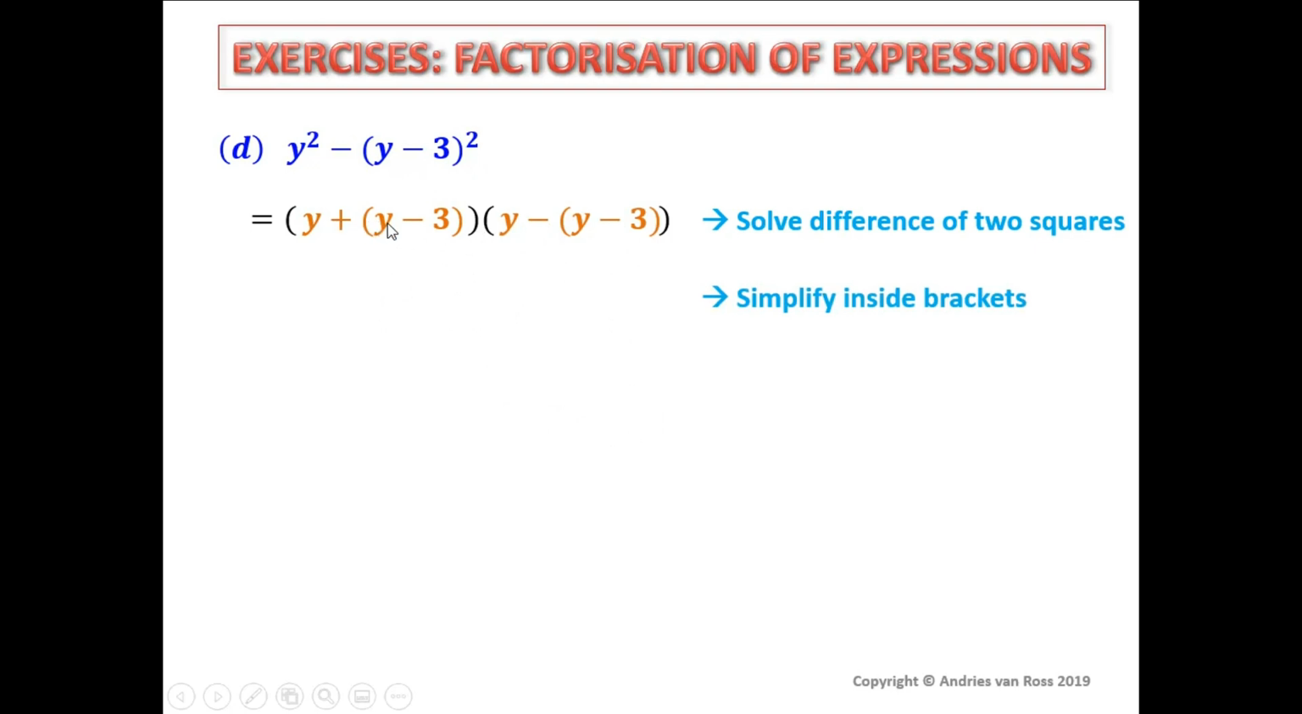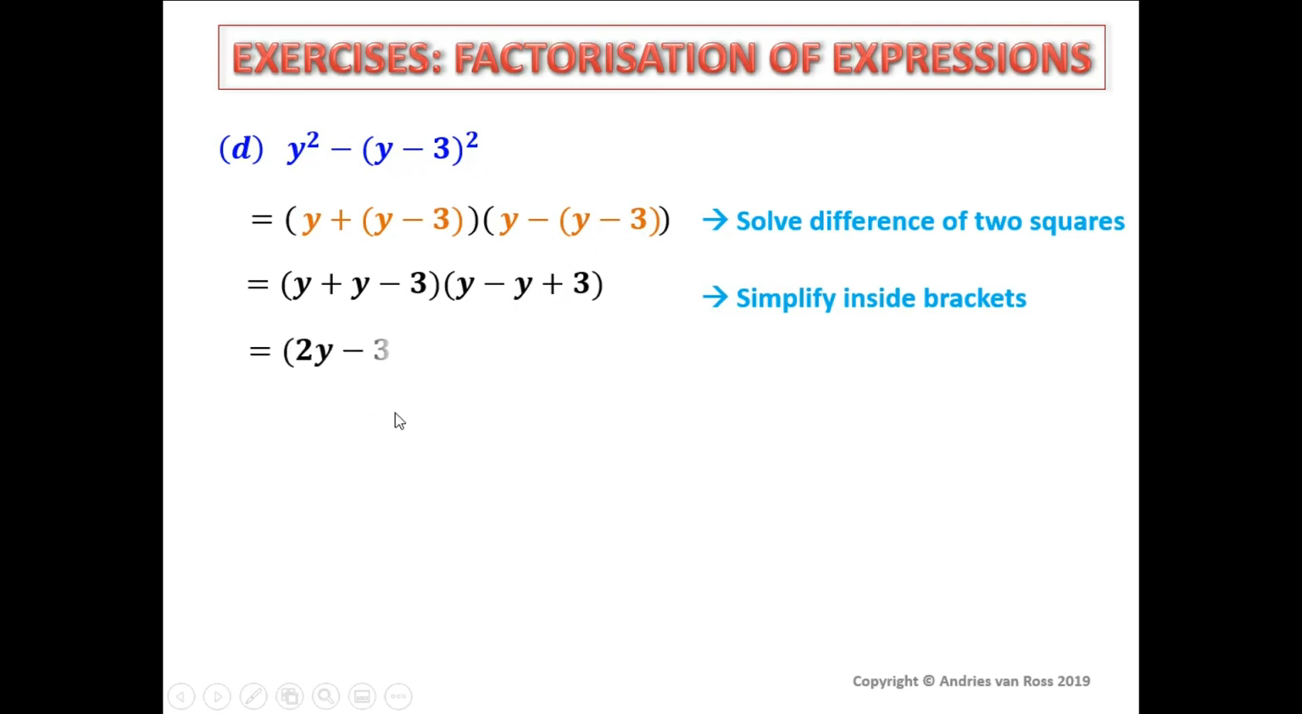So what do we do now? We now simplify the brackets inside. So here we've got y plus, because we've got a plus in front of this bracket, we know it's just going to give us y minus 3. And then in the second bracket here, the smaller bracket inside, we've got y. And then we multiply minus 1 inside that bracket. We distribute the minus 1. We've got minus y, and then minus times a minus 3 will give us plus 3.